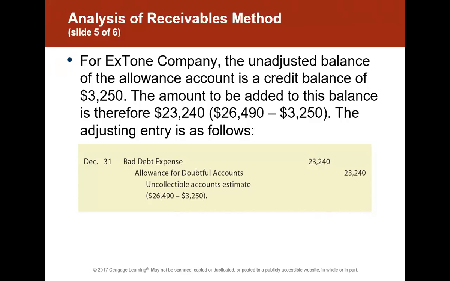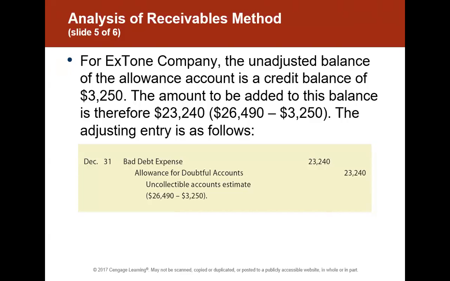Basically, our goal is we want this allowance for doubtful accounts to have an ending credit balance of $26,490. Okay, that's the amount we calculated. So we want allowance for doubtful accounts to have a balance of $26,490.